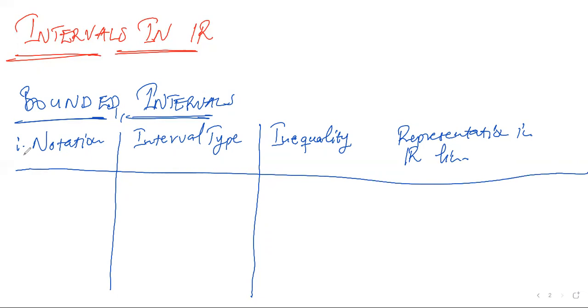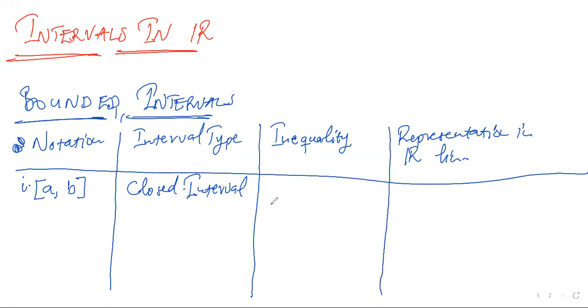Sorry, it was not supposed to be 1. 1 is supposed to be here. So for number 1 we have square bracket A comma square bracket B. The interval type is closed. So when we represent it in inequality form, it is going to be A is smaller than or equal to x, which is smaller than or equal to B.